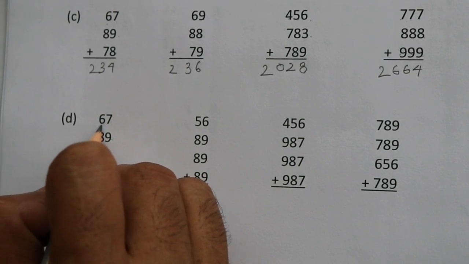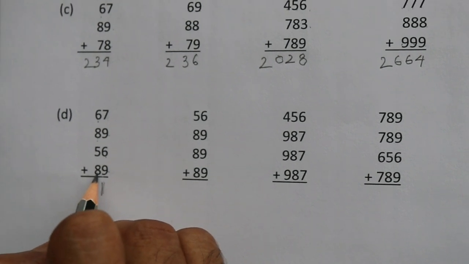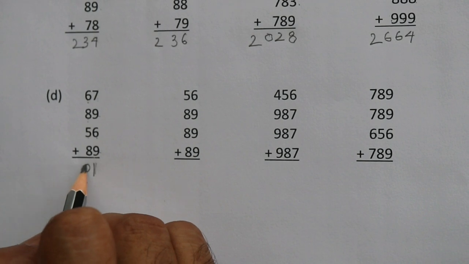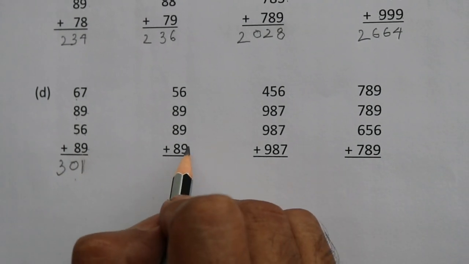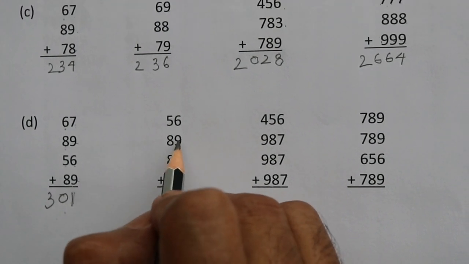Plus 8 minus 2, plus 8 minus 2. Algebraic sum minus 5. 5 minus 5, 0. Carry over 3. Plus 9 minus 1, plus 9 minus 1, plus 9 minus 1.